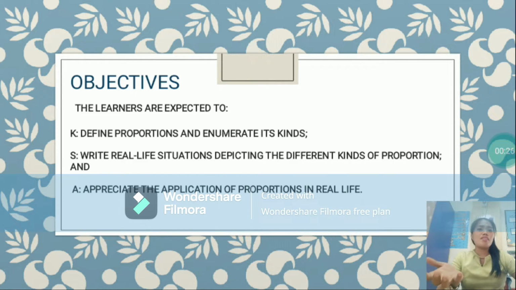So at the end of this video lesson, you are expected to have K for knowledge. Under the knowledge domain, you have to define proportions and enumerate its kinds. Under the skill domain, you have to write real life situations depicting the different kinds of proportion. And in the affective domain, you have to appreciate the application of proportions in real life.